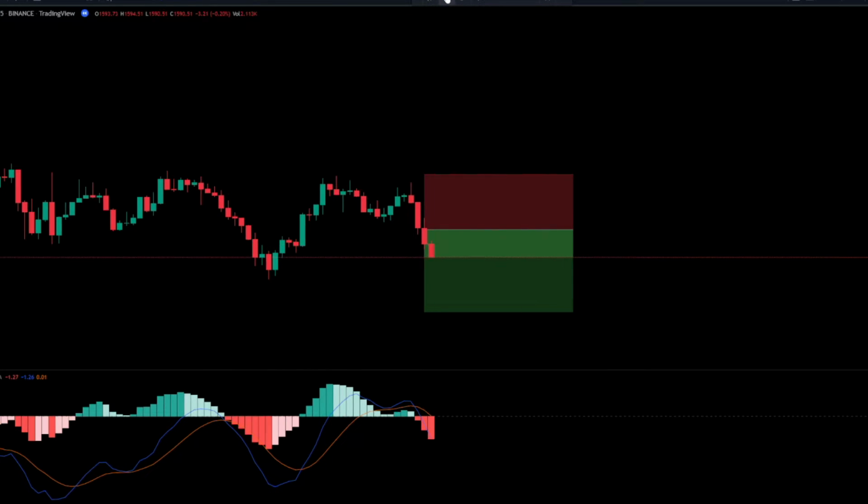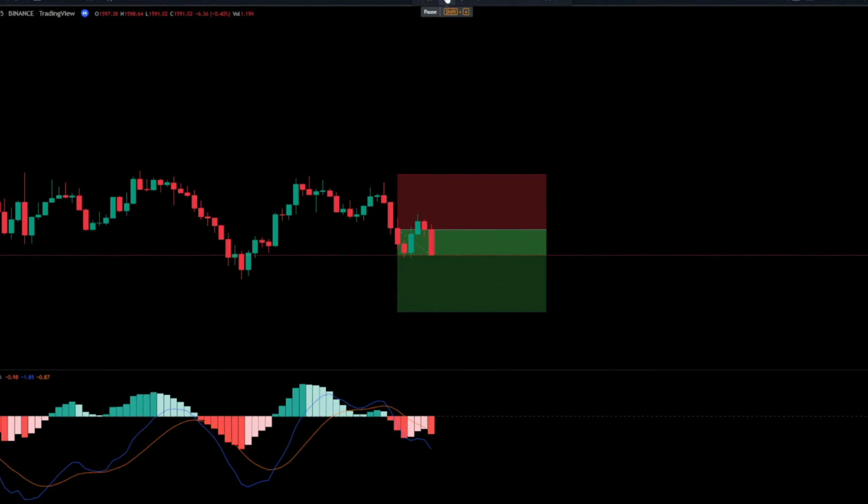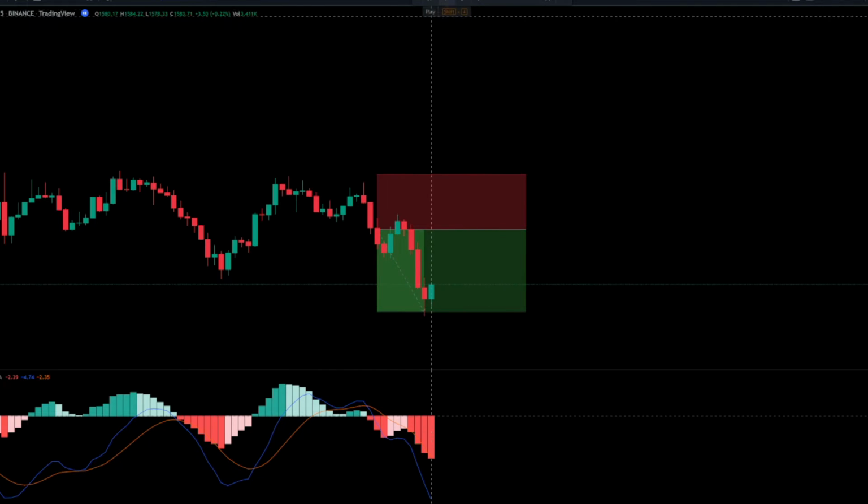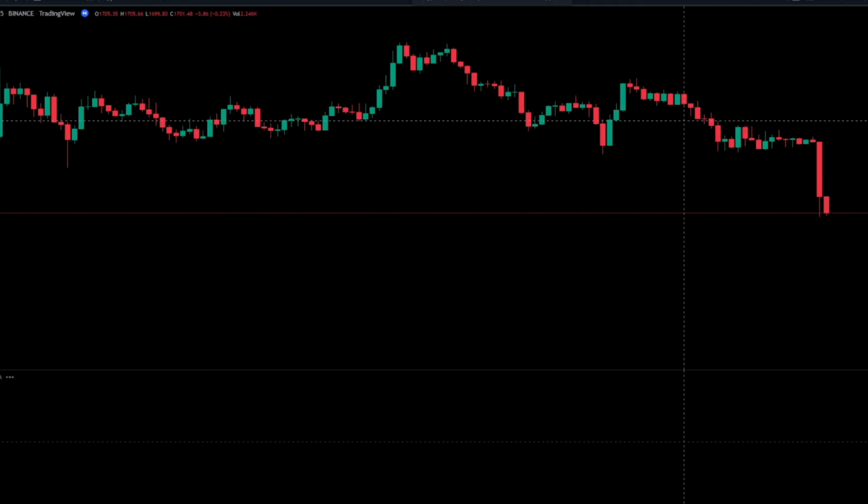Let's see how this trade goes. After a while it hits our target. Let's see another example of a short trade.